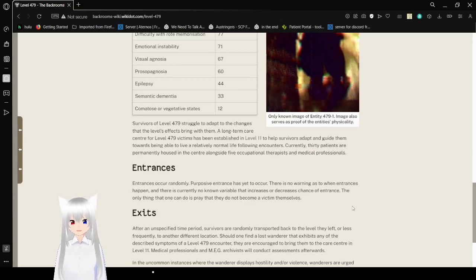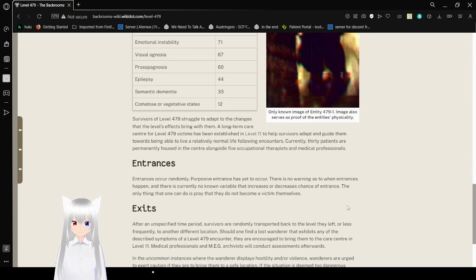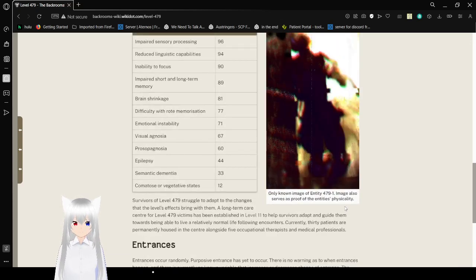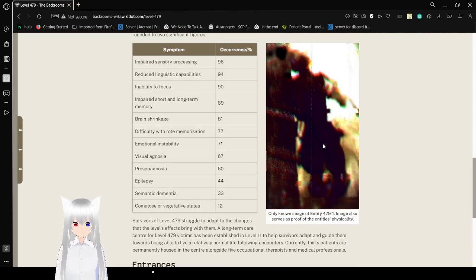Survivors of Level 479 struggle to adapt to the changes that the level's effects bring with them. A long-term care center for Level 479 victims is established in Level 11 to help survivors adapt and guide them towards being able to live a relatively normal life following encounters. Currently, 30 patients are permanently housed in the center alongside five occupational therapists and medical professionals. Sorry. And this is apparently the only known image of Entity 479-1, which also serves as proof of the entity's physicality.